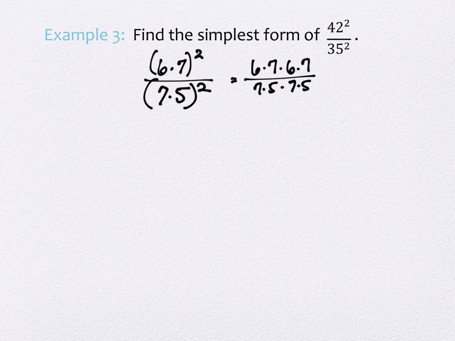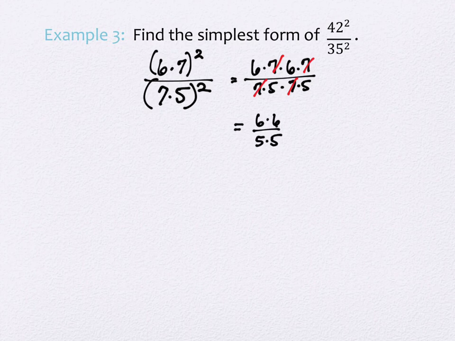Now, simplest form, two slides ago, said that I'm able to reduce anything on the top and on the bottom, right? Divide it by the same quantity. Do you see a number that we can reduce this fraction by? 7. And not only do you see it happen once, you see it happen twice, right? So this leaves me with 6 times 6 on top and 5 times 5 on bottom.